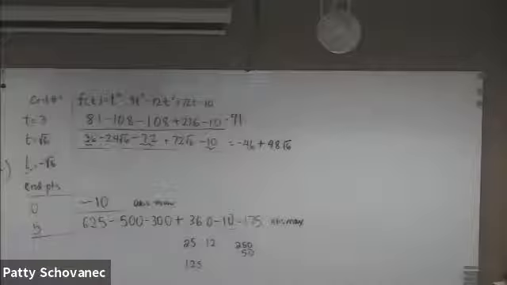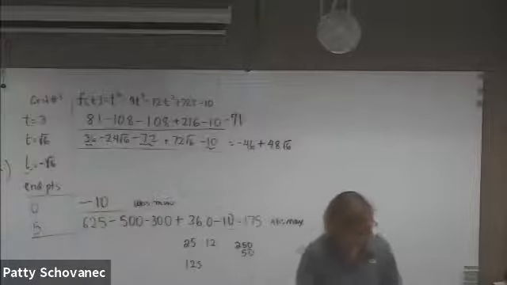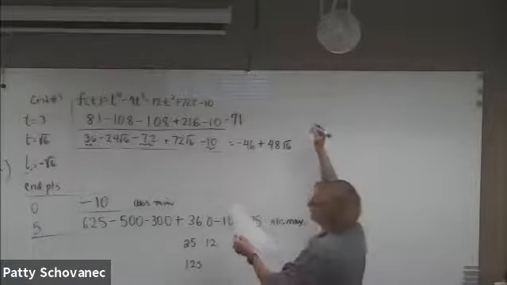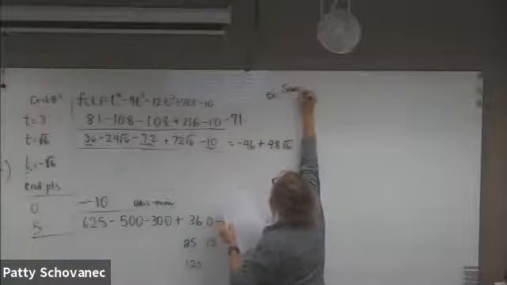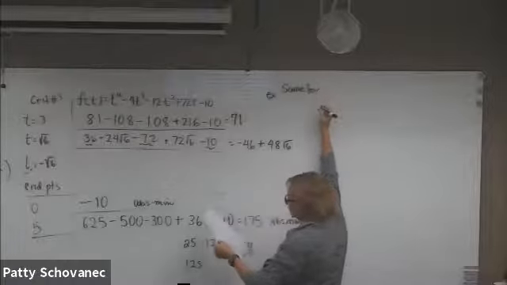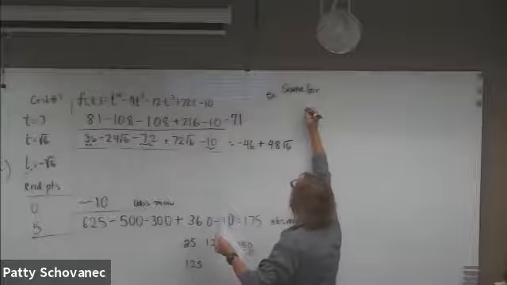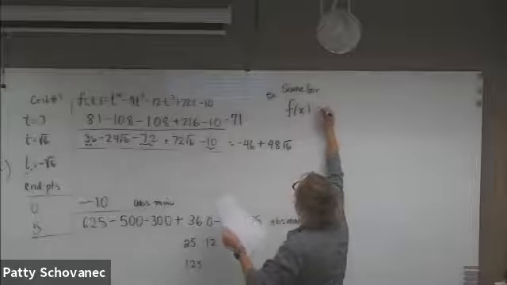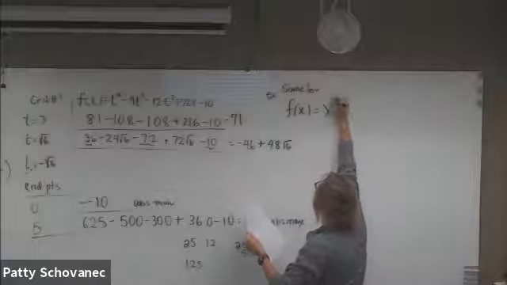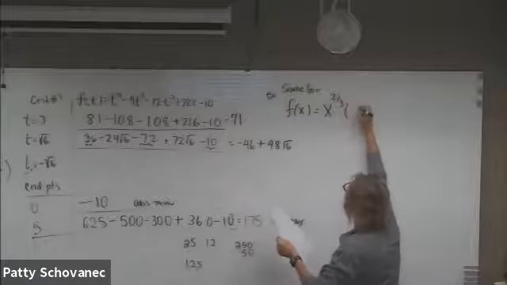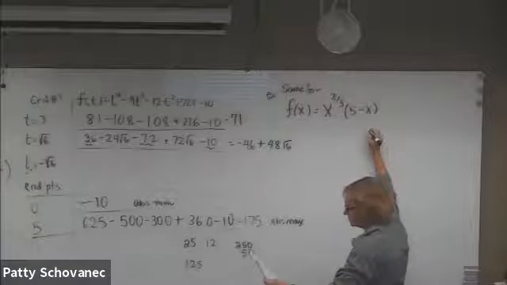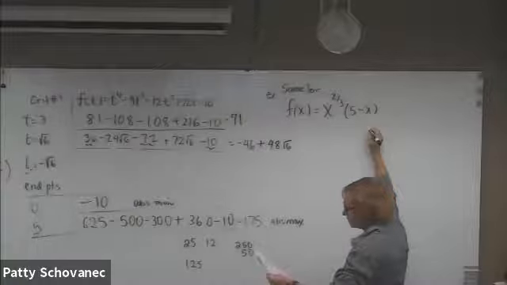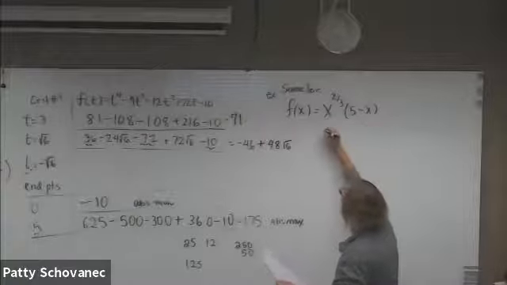So the steps are kind of easy, just a bunch of numbers, I suppose. But let's make sure we can do the calculus part. Let me give you a cube root function. Let's do the same thing. F of x is x to the 2/3 times 5 minus x on the interval from -1 to 5.